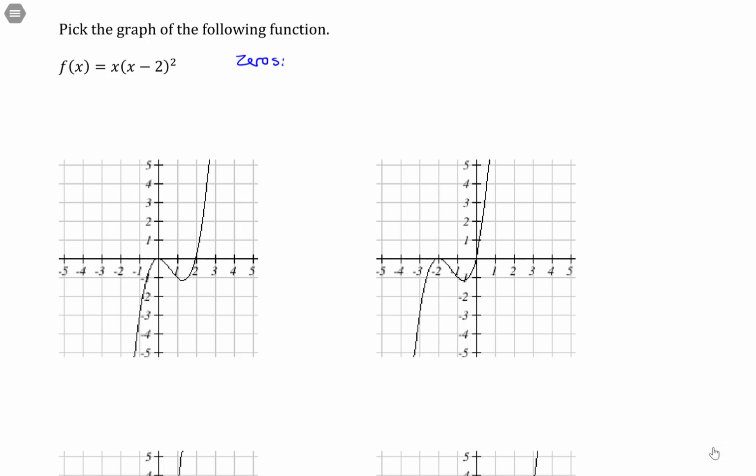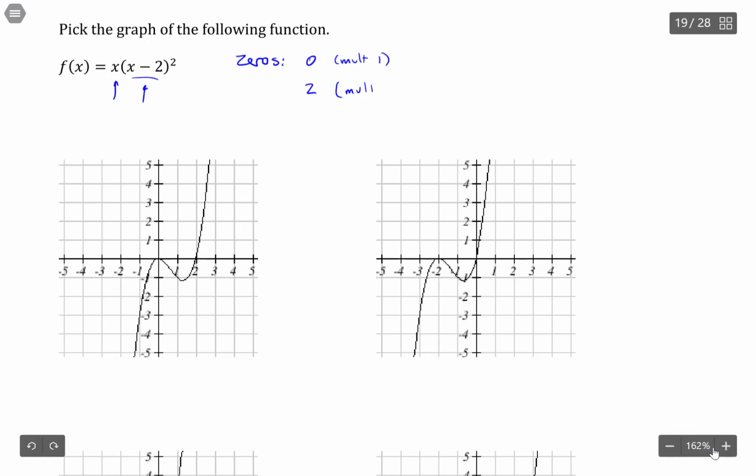And the zeros here are 0 itself, coming from the first 0 there. And then x minus 2, if we set that to 0, we get positive 2 as a 0. This is multiplicity 1, so what happens is the graph just passes through at 0, and it touches the axis and bounces back away at positive 2 because we have multiplicity 2.